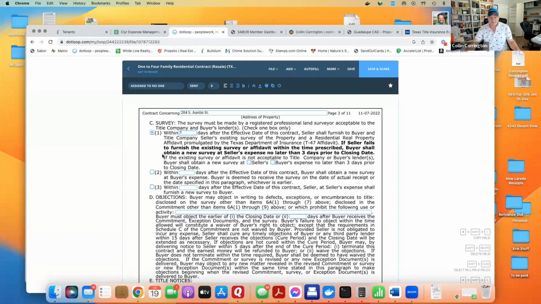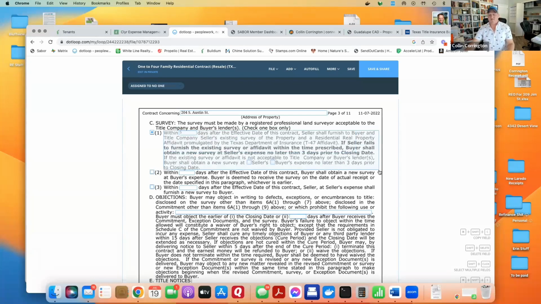Now, the next sentence: if they do provide a survey, and it is not acceptable to the title company or the lender, for some reason somebody goes, I hate this survey, I want a new one, who's buying a new one? The buyer or the seller? That's only if it is not acceptable. If they fail to produce it, the seller is automatically buying you a new one. If you have to get a second survey, that's what this question's about.